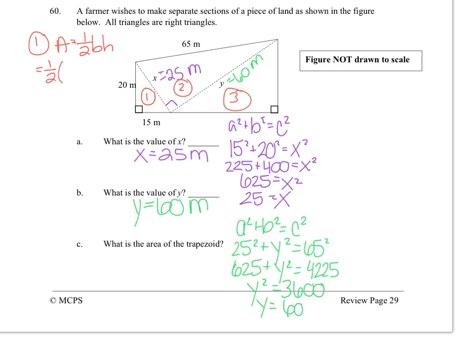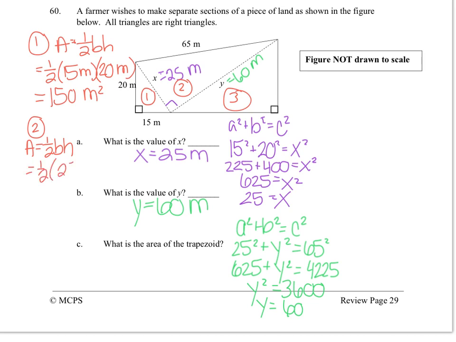It's going to be 1/2 base, which is 15 meters, times my height, which is 20 meters. And when I multiply this all together, I get 150 meters squared. When I do triangle 2, I also know area equals 1/2 base times height. So this is going to be 1/2, 25 meters, times my height of 60 meters. And when I multiply this all together, I'm going to get 750 meters squared.